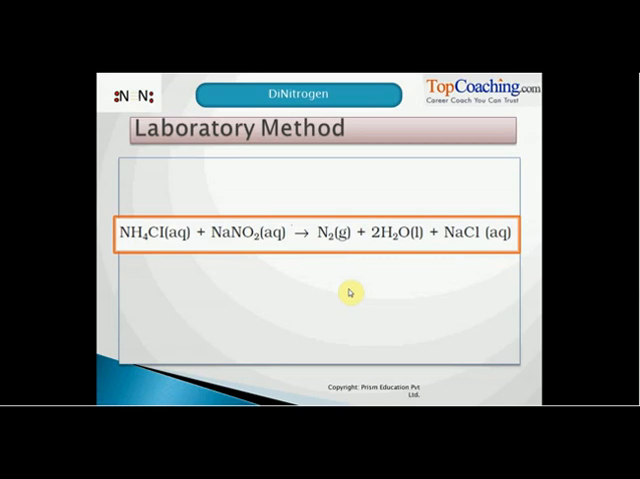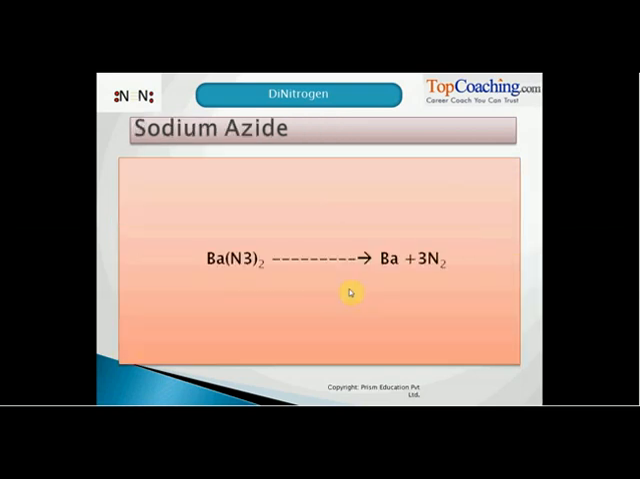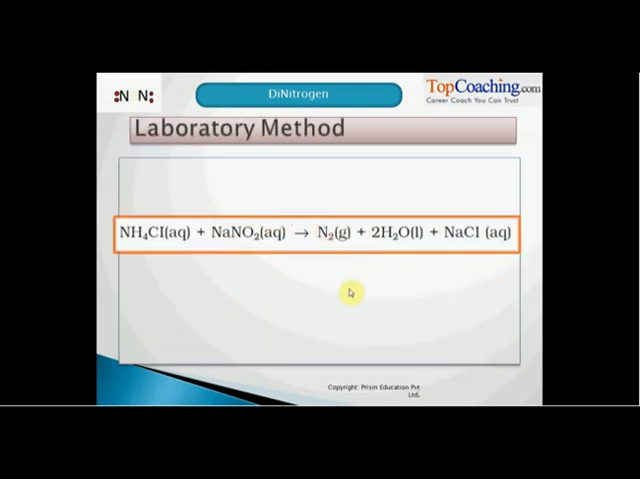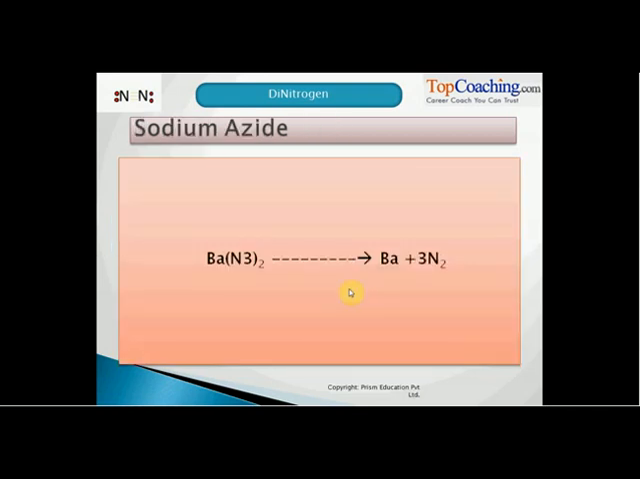When we need smaller amounts of dinitrogen in the laboratory, we react an aqueous solution of ammonium chloride with sodium nitrite and get dinitrogen as a product. Another reaction which produces dinitrogen uses barium azide, and this reaction is used to obtain very pure nitrogen. In the above reaction that we just discussed with ammonium chloride and sodium nitrite, small amounts of impurities are found, and that is why if we need very pure dinitrogen, we need to perform the reaction of sodium azide.